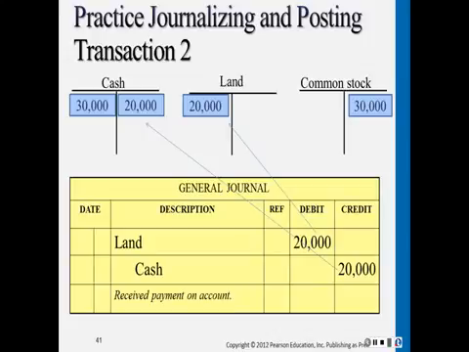To determine the balance of cash, use the rules of debit and credit. Since cash is an asset, the balance is calculated as plus $30,000 and minus $20,000, and that equals $10,000. The balance in cash after the two transactions is $10,000.